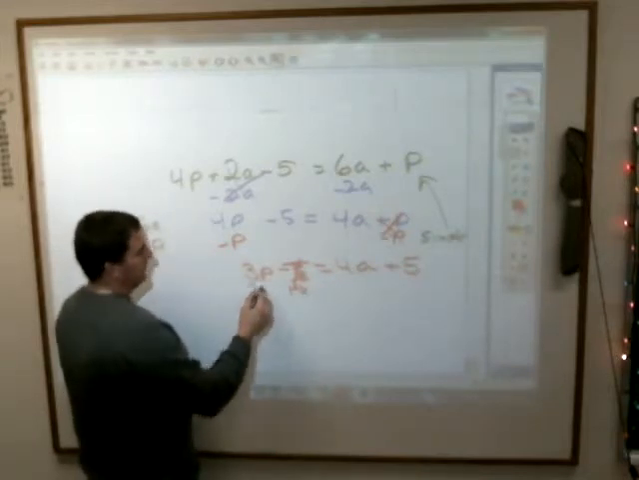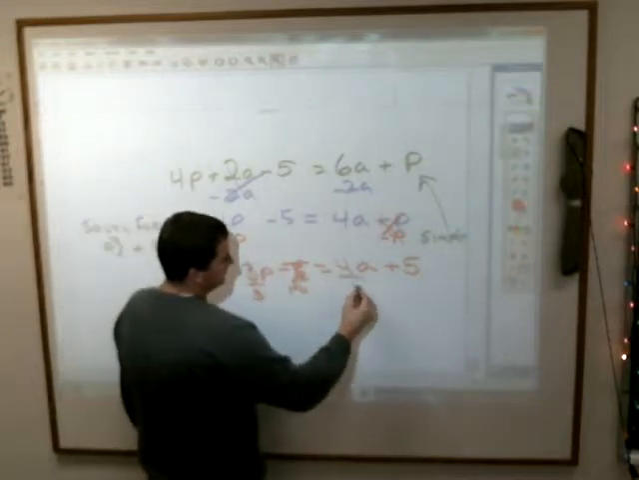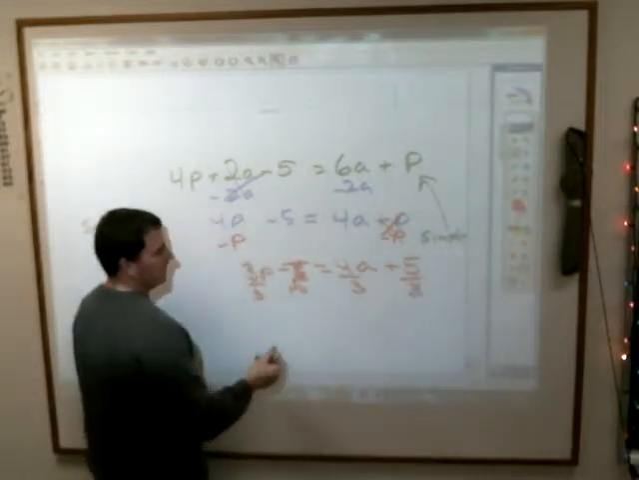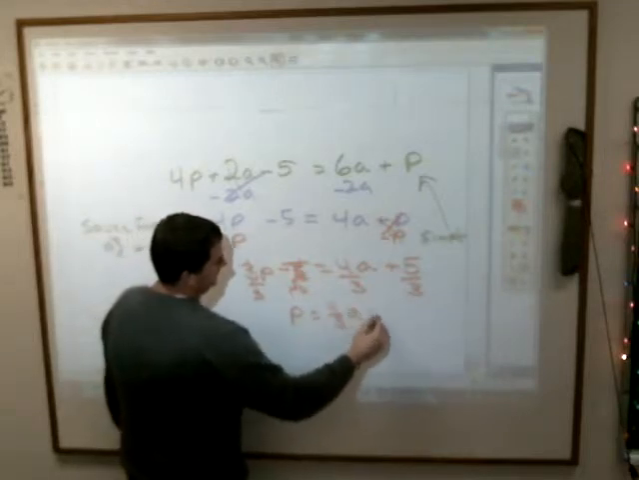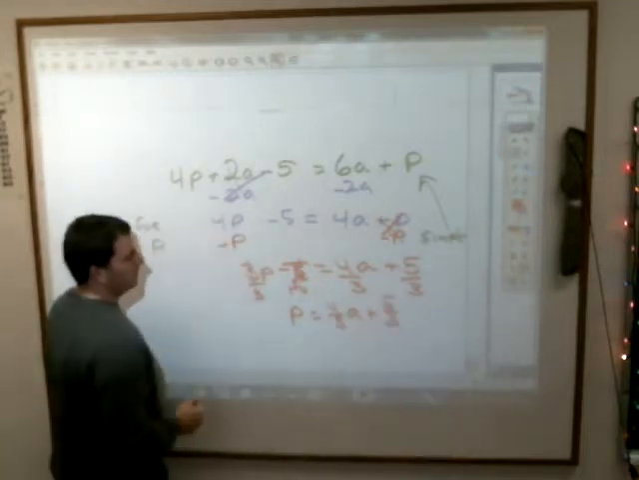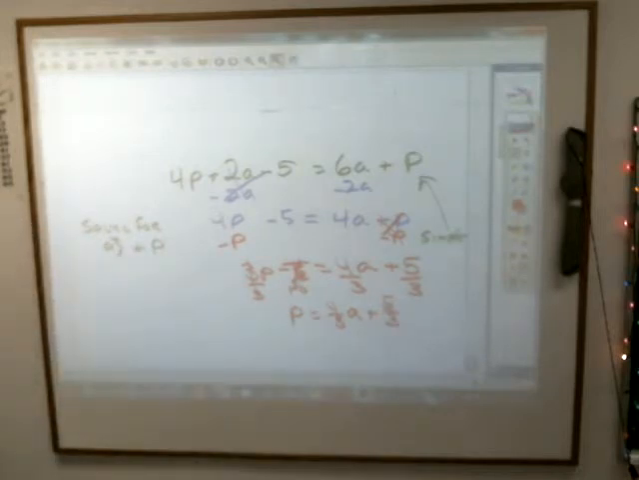Separate the 3P. Yeah, we'll go through a nasty divorce here. And that is, ladies and gentlemen, your answer. Solve for P. The other time you solve for A, this one is solve for P.